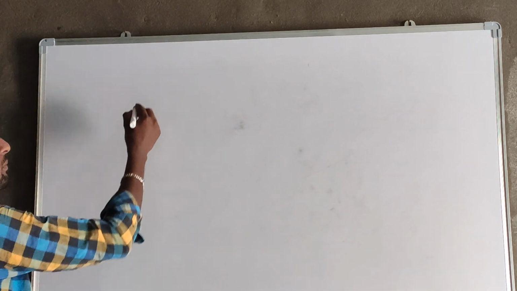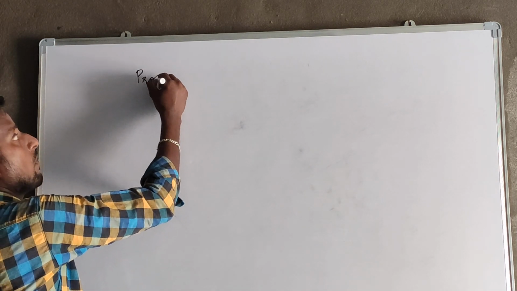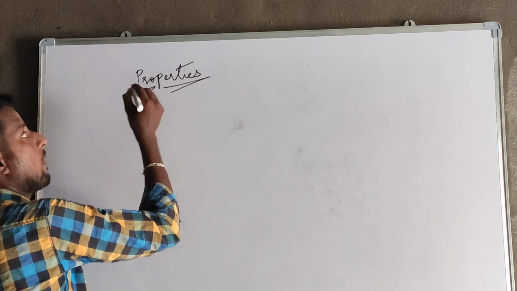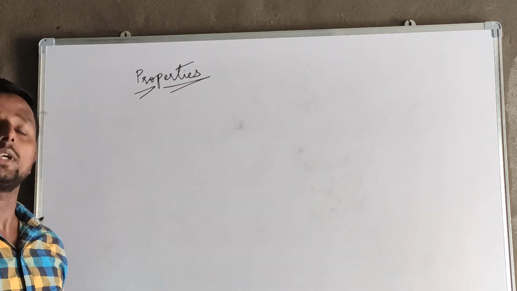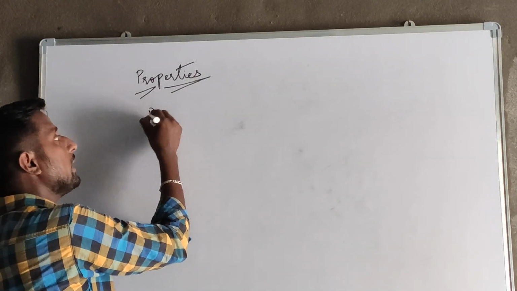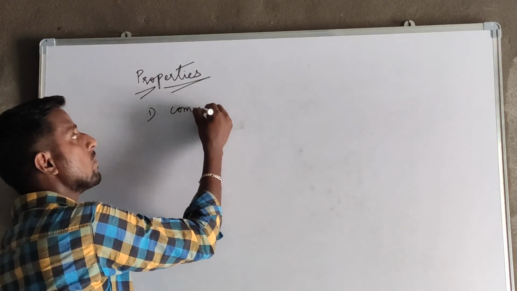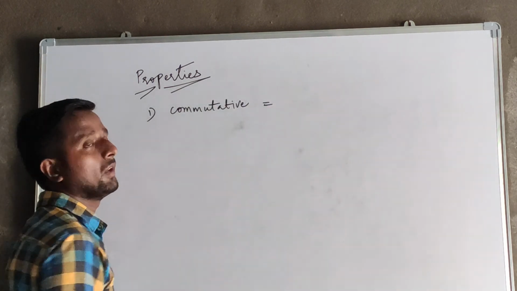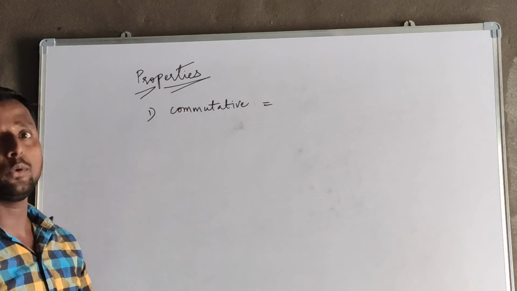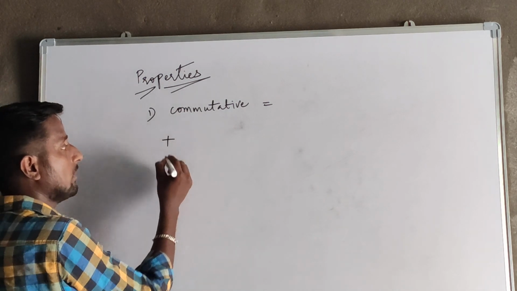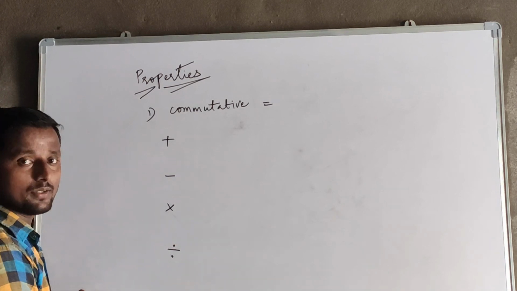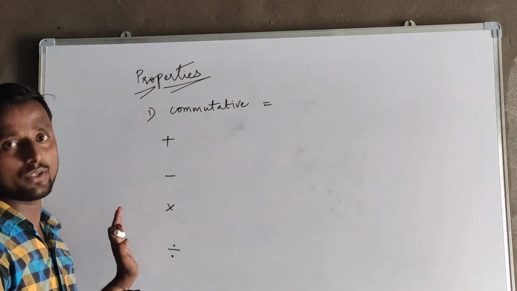So now we'll see some properties. First, we'll see the important properties. Some important properties we'll discuss. The first property is the commutative property. Already I told you plus, minus, into, divided by, these are the 4 binary operations.